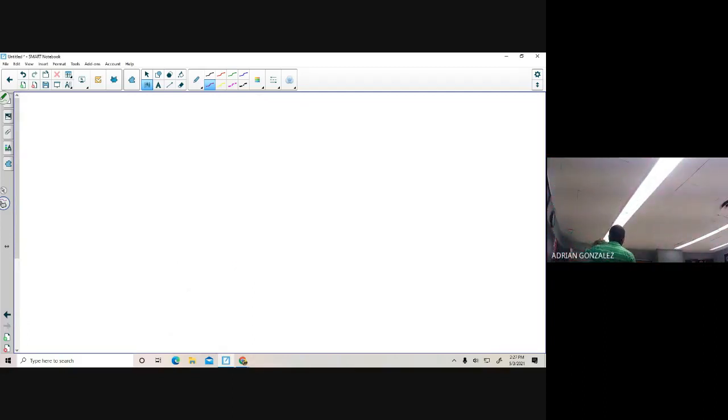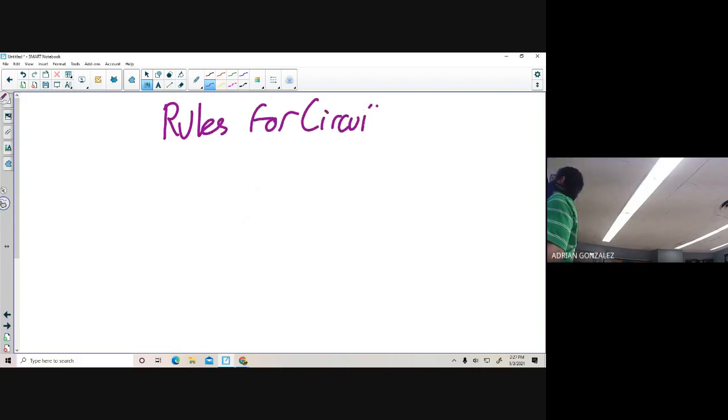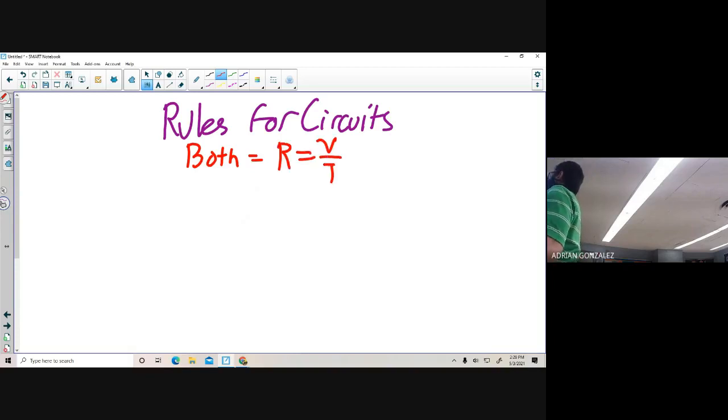So when we look at this, what we should realize now is that we have a set of rules for our circuits. One rule that they all share, that both of them share, is what? What's the one rule or law that they all share? Ohm's law. So you've got R equals V over I. That's both. Series or parallel, both of them can use that formula interchangeably. Cool, no problem.